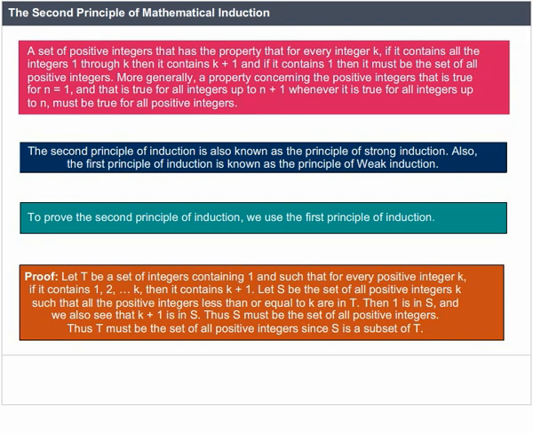Proof: let T be a set of integers containing 1 and such that for every positive integer k, if it contains 1, 2, etc. k, then it contains k plus 1. Let S be the set of all positive integers k such that all the positive integers less than or equal to k are in T. Then 1 is in S, and we also see that k plus 1 is in S, thus S must be the set of all positive integers. Thus, T must be the set of all positive integers since S is a subset of T.